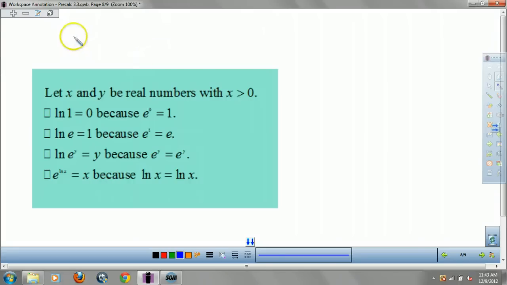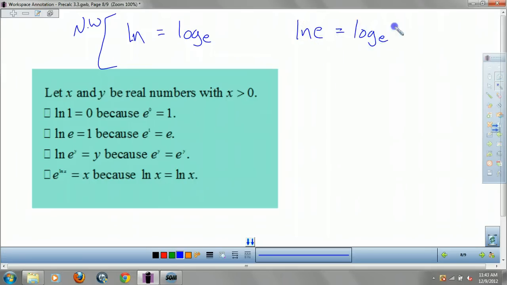Here's something noteworthy, not the box, but this right here. ln is log base e. So if you see ln of e, that's saying log base e of e, which is 1, because e to the 1 equals e. Keep that in mind. You're going to need to use this to solve some problems dealing with exponential growth. ln is a button on your calculator too.